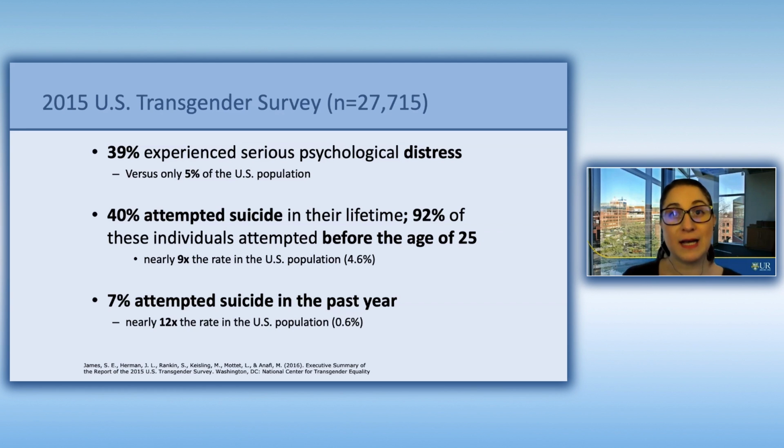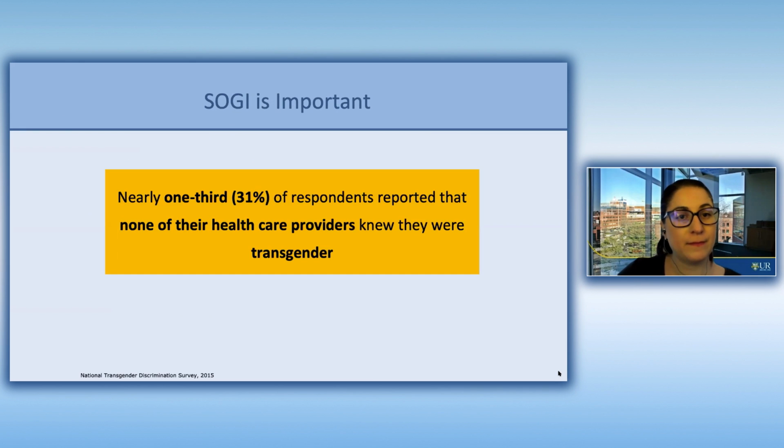40% attempted suicide in their lifetime, with the vast majority of those being during adolescence and young adulthood. That's nearly 9 times the rate of the general population. And 7% of respondents attempted suicide just in that past year. Yet 31% of respondents reported that none of their healthcare providers knew they were transgender. So this is challenging.